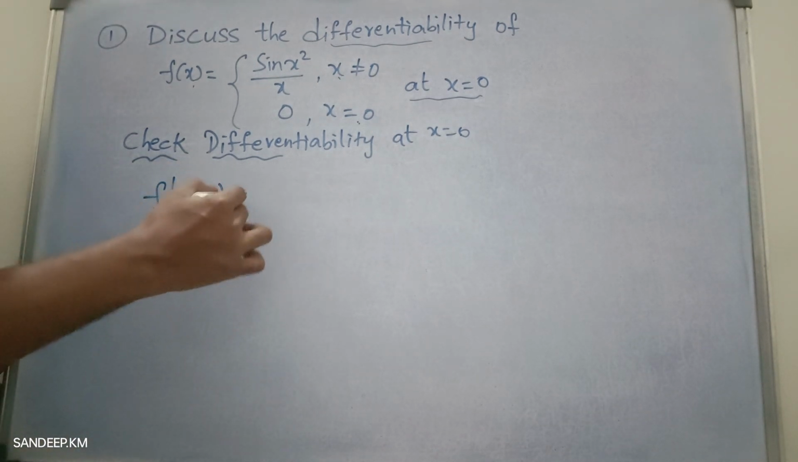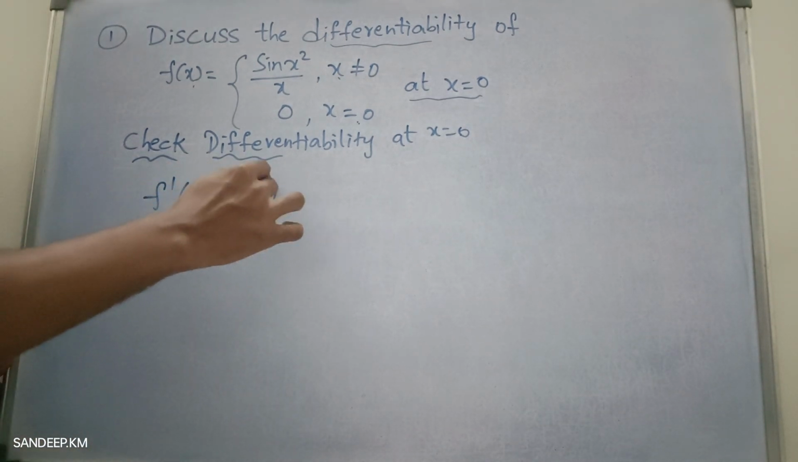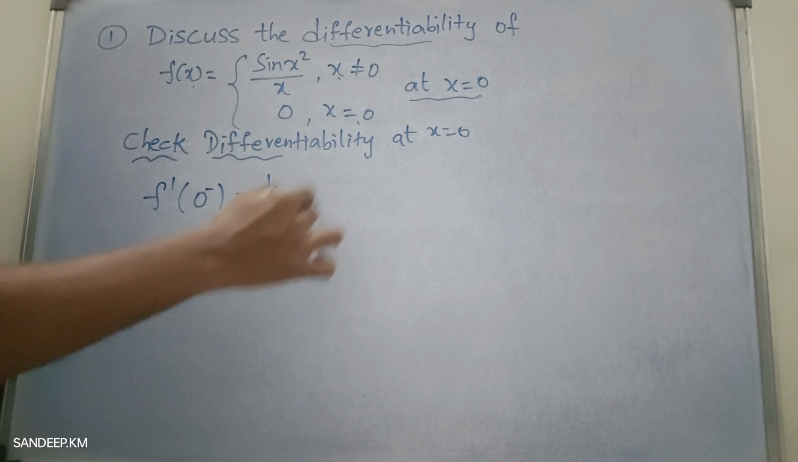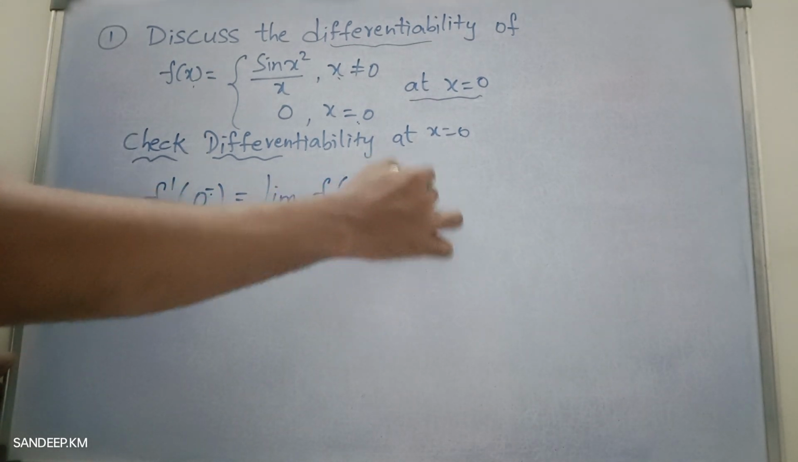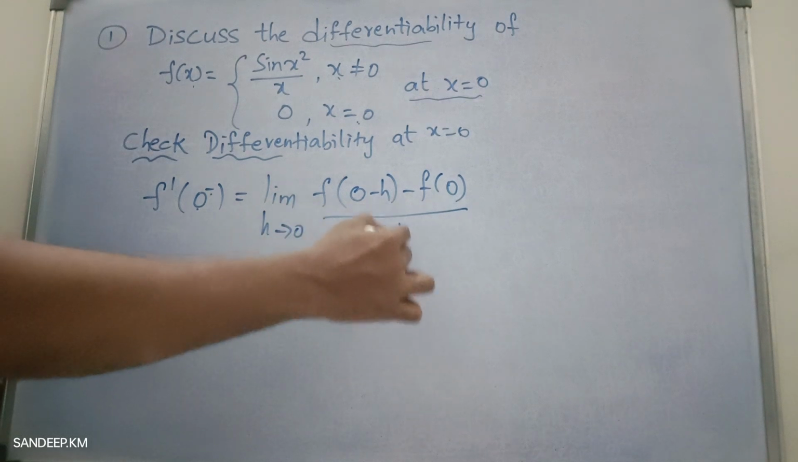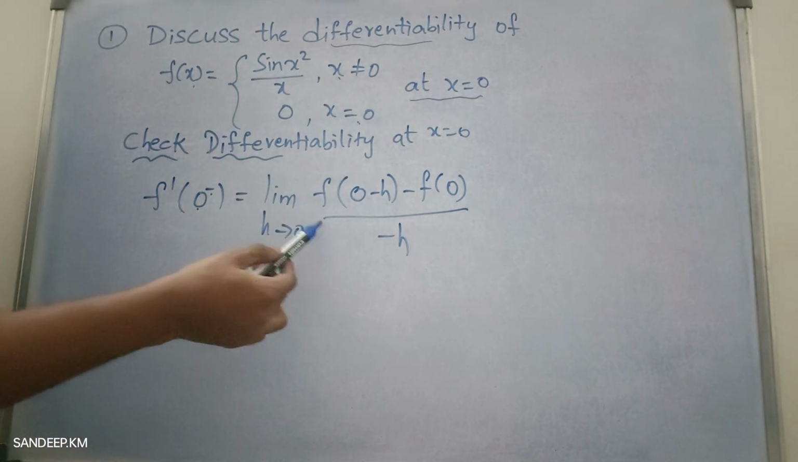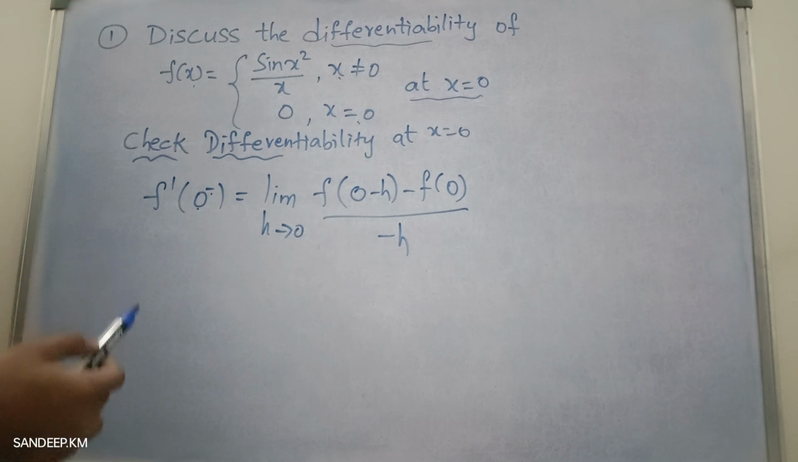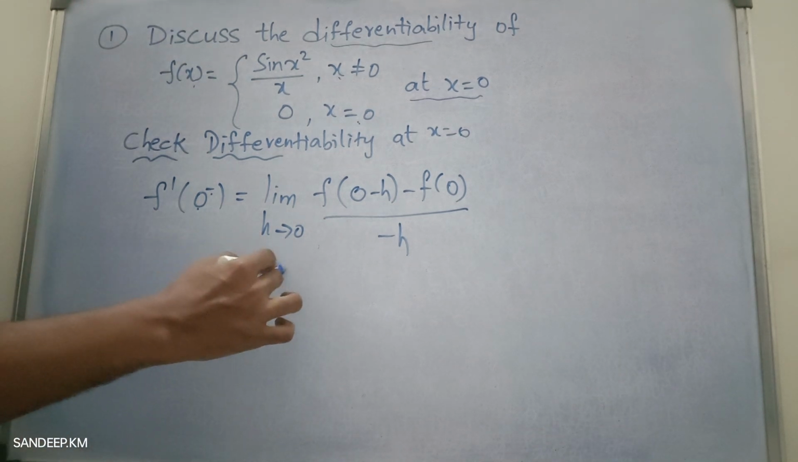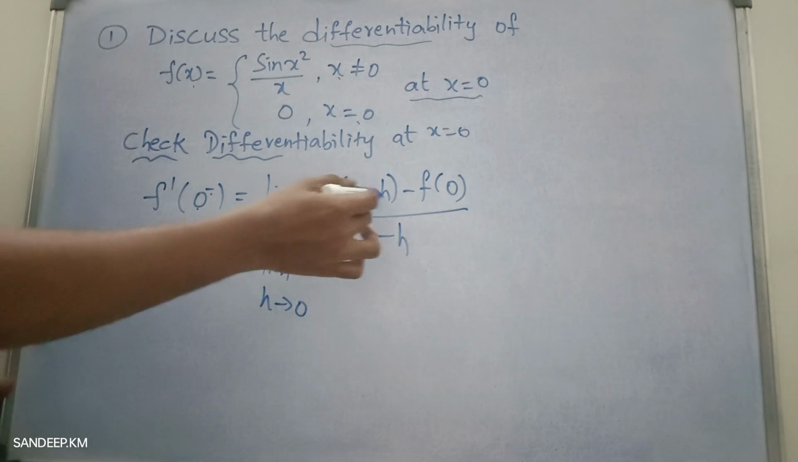And already we have learned that f dash of 0 minus is limit h approaches 0, f of 0 minus h minus f of 0 divided by minus h. In case it is new for you, do check the previous video, the introduction of differentiability. You will get more clarity about it.